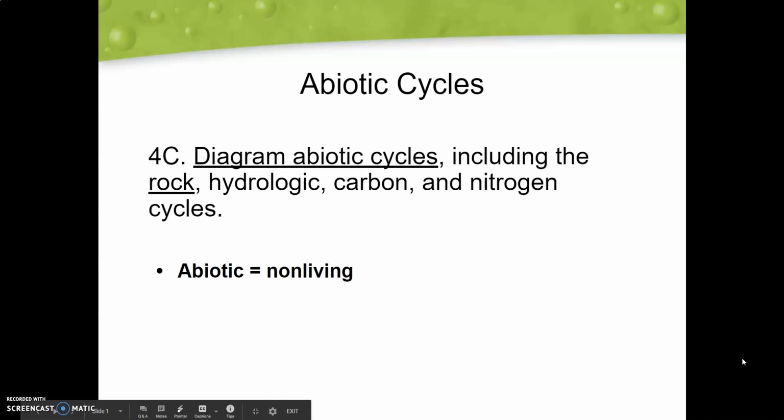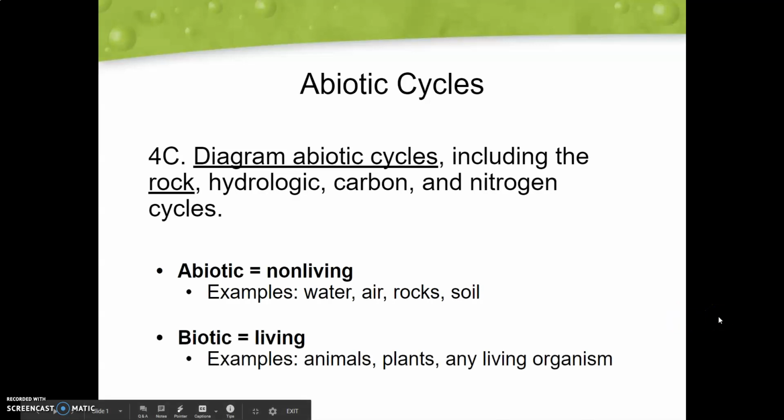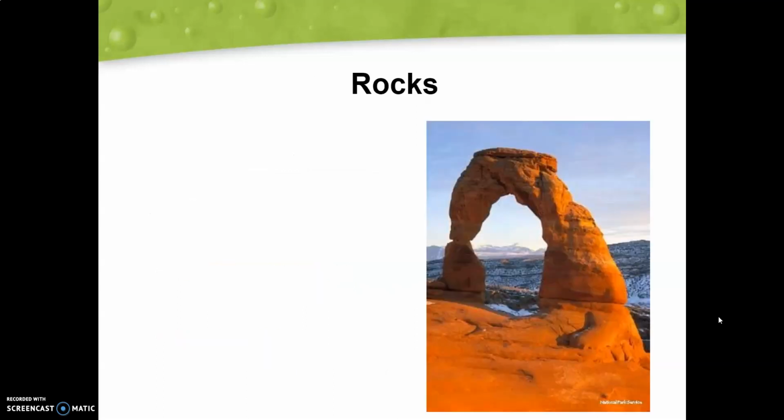Okay, so some vocab for you. Abiotic, since we're talking about abiotic cycles, abiotic means non-living. These are things that are not alive. Some examples are water, air, rocks, soil. The opposite of that is biotic. Biotic means living. Examples of that are animals, plants, basically any living organism. So we're going to start talking about cycles that involve things that are not alive.